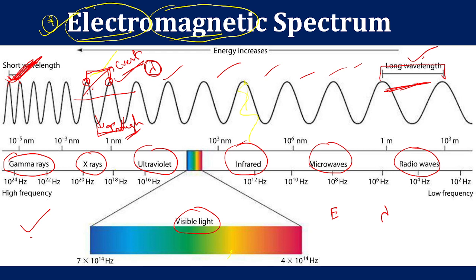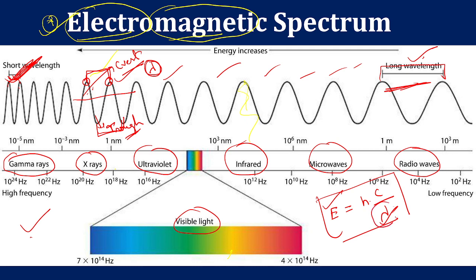Anyone? Be quick. Okay, I will tell you. E equals to h into c by lambda. E equals hc by lambda. It is the relation between energy as well as wavelength.